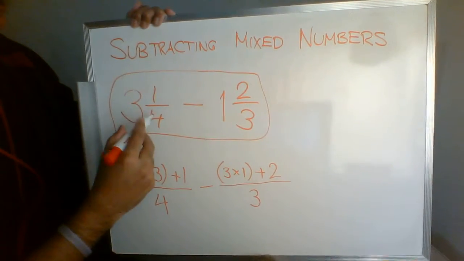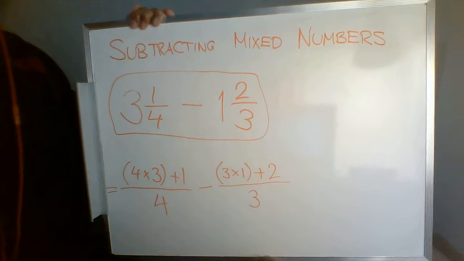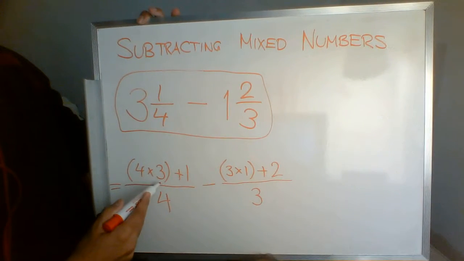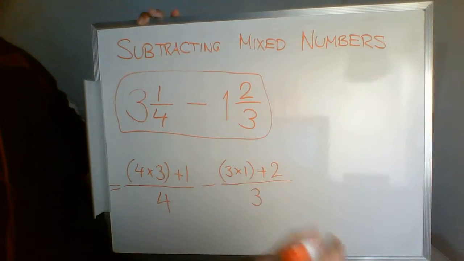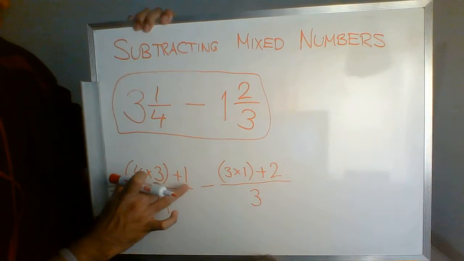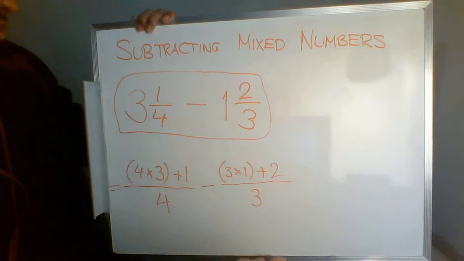We started with 3 1/4 minus 1 2/3. Now we're halfway through turning them into improper fractions. We're halfway there. We've got denominator times whole number plus the numerator, denominator times whole number plus the numerator for both of those fractions. Now we just have to go and figure out what those numerators are for the two new improper fractions.